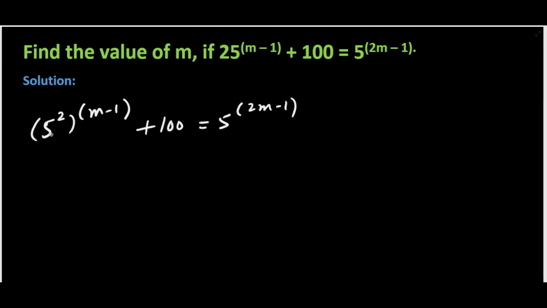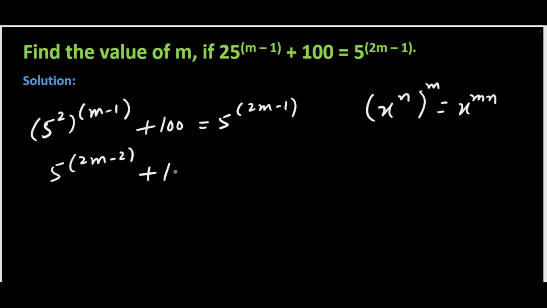As we know, when we have a power like this, we can multiply. For example, we have x with power n and whole power m. We can write this as x power m into n. We multiply n into m, right? So we multiply 2 by this power m minus 1. What we will get is 5 power 2m minus 2 plus 100 is equal to 5 power 2m minus 1, right?